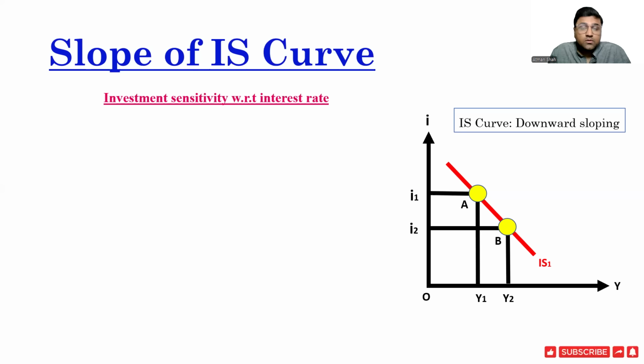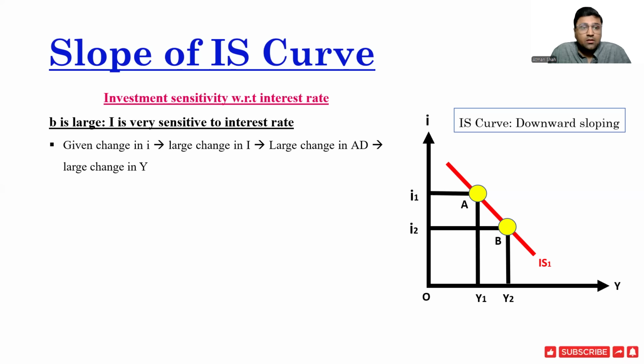So first we are going to discuss the investment sensitivity with respect to the interest rate. Now suppose B is large. That means investment is very sensitive to the interest rate. Now what happens? Given the change in I, we have a large change in investment because investment is very sensitive to change in the interest rate. Now this large change in investment leads to a large change in aggregate demand, and this large change in aggregate demand leads to a large change in Y.